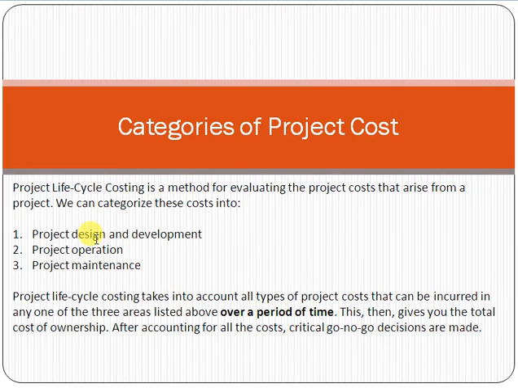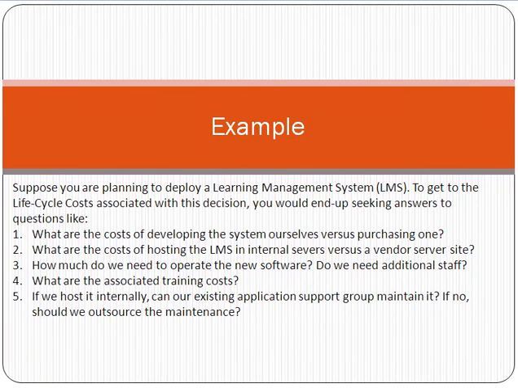So what are the main categories? How much cost will be required to design or develop a project, how much cost will be required to make a project operational, and how much cost will be required for maintenance. So these are the three categories: design and development, operational cost, and maintenance cost. These are the three categories you have to consider whenever we talk about life cycle costing of a project.